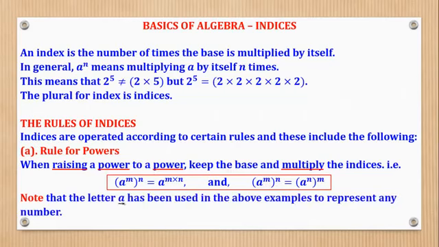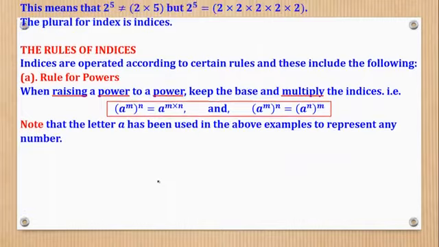So letter A denotes any number. It can be 2 to power this, it can be 3, it can be 4, it can be anything. It can even be a fraction. So how do we use a calculator to deal with indices?